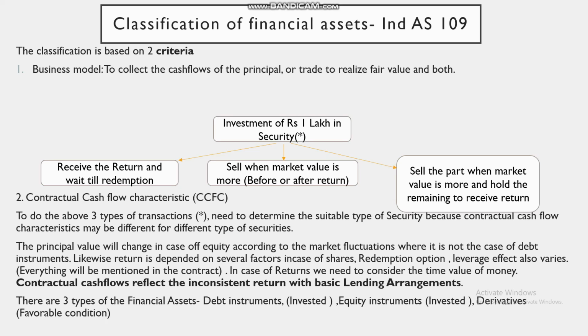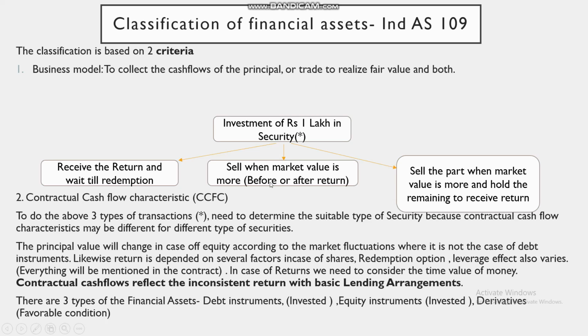So if you are invested 1 lakh in securities, I'm not going to mention any particular security. You can receive the return and wait till the redemption. If the security is redeemable, you can receive the return. It's nothing but cash flow, and you can wait till the redemption. Then you have the option to sell that particular security when the market value is more, and when you are selling, you can sell before the return and after the return.